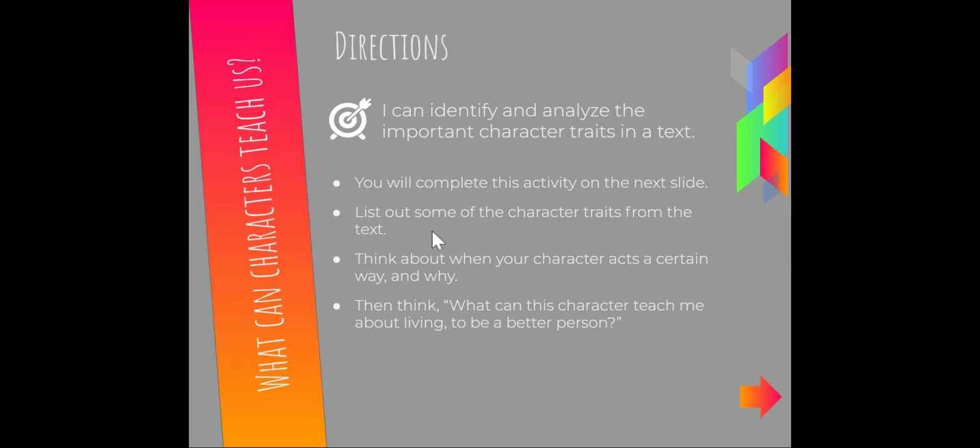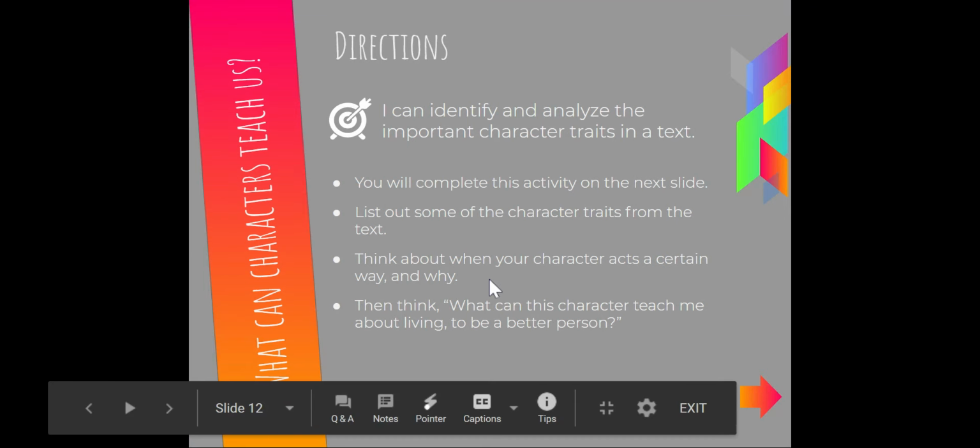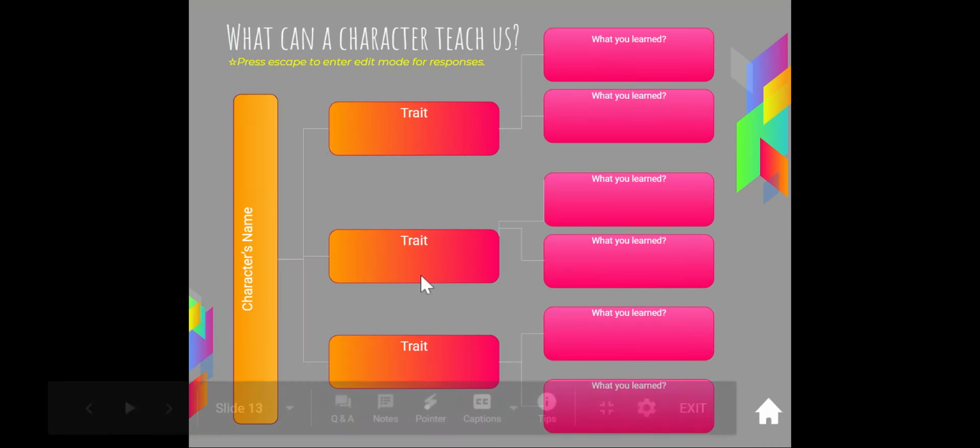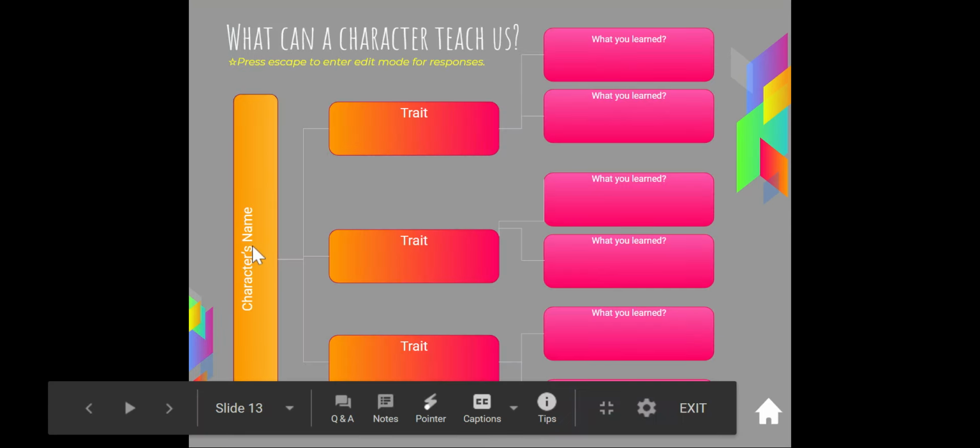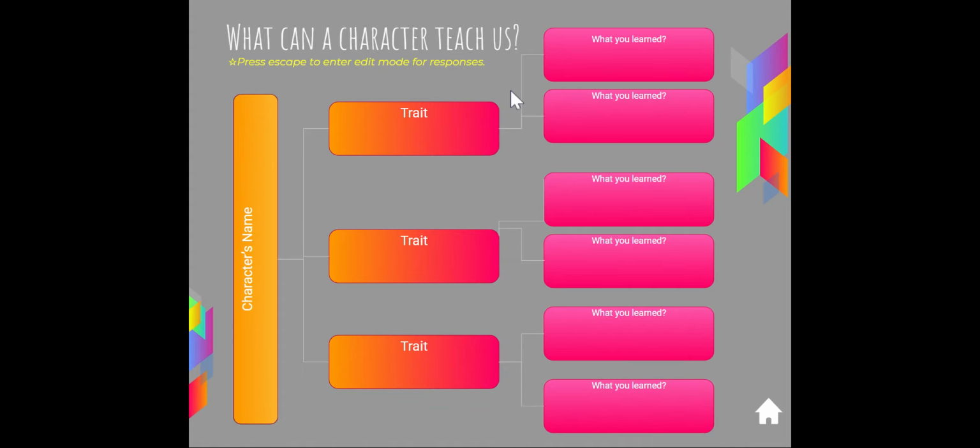In lesson 3, you're going to complete this activity on the next slide. List out some of the character traits from the text. Think about when your character acts a certain way and why. Then think, what can this character teach me about living to be a better person? So we got the character's name. You're going to put the character's name. The trait. So think of a trait, a characteristic, something they do, habit they have, or a component of their personality that you like or that they show. What can you learn about having that trait? What can you learn what to do, what not to do, how to emulate that, and how to support that trait.